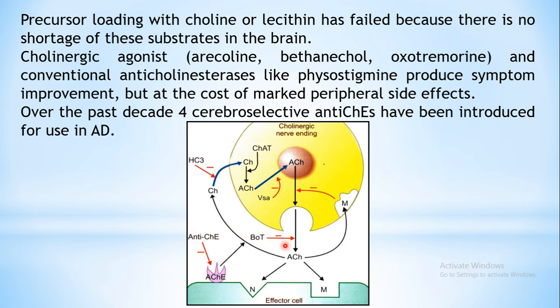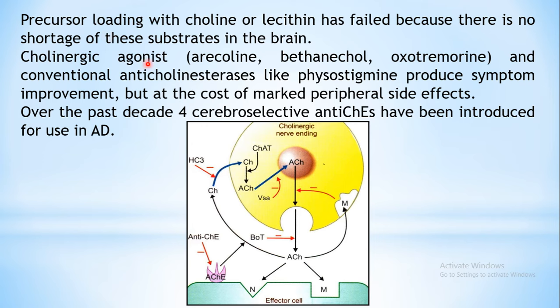ACH levels. First of all, precursor loading was done, like choline or lecithin, which are the precursors for generation of ACH. Choline was administered, but then it was found that choline levels were normal in the body. It's only the ACH levels which are getting affected. Choline levels were normal in the body, so there was no point in administering the precursors to that particular patient. So this theory was ruled out.